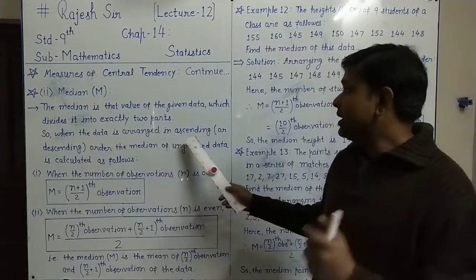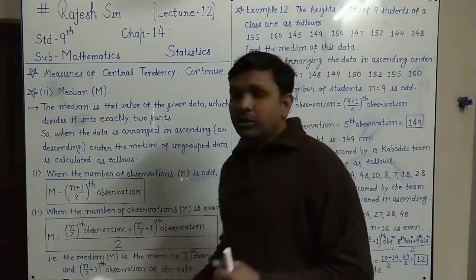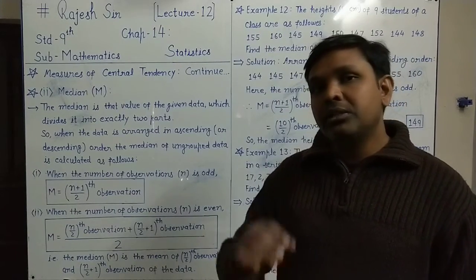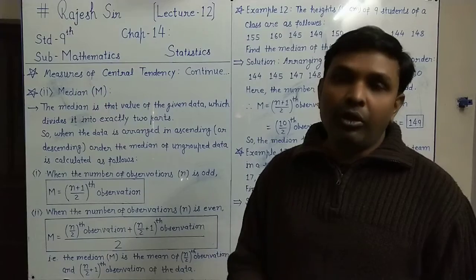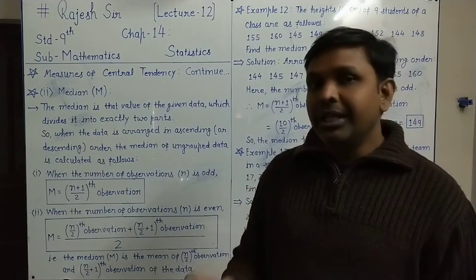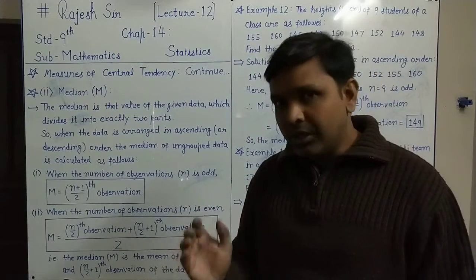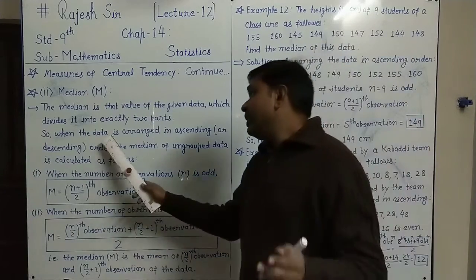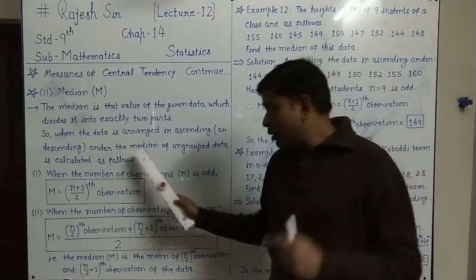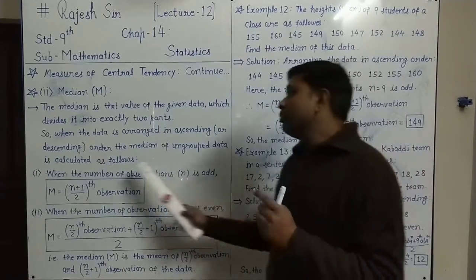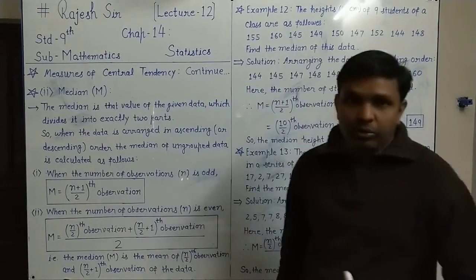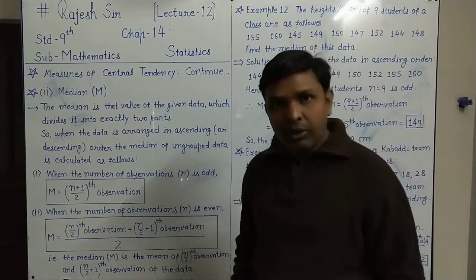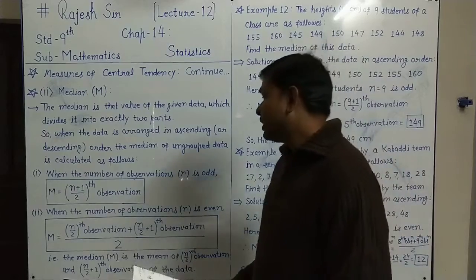So very well you understand in the median concept that always remember, first of all you have to arrange the data in ascending or descending order. Then only you can apply the formula and get the median. When the data is arranged in ascending or descending order, the median of the ungrouped data is calculated as follows. The first step is to arrange the data in ascending or descending order.